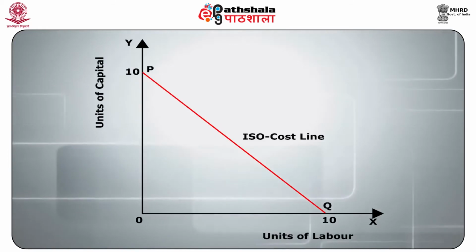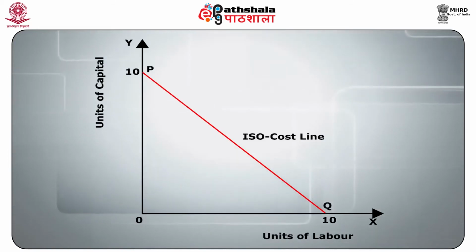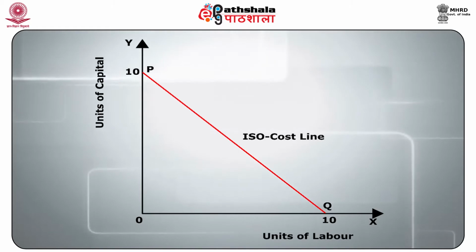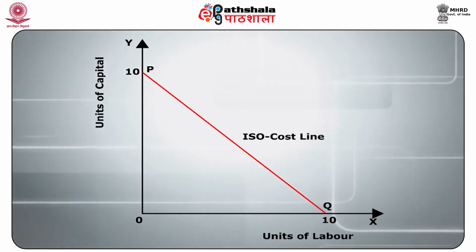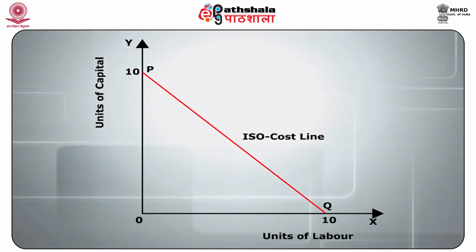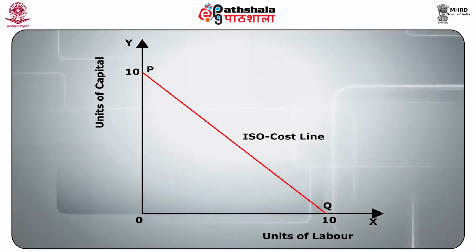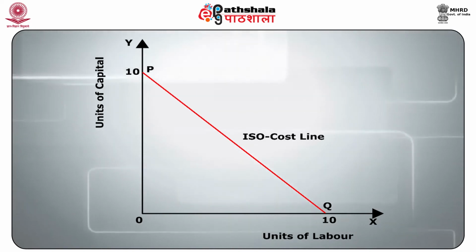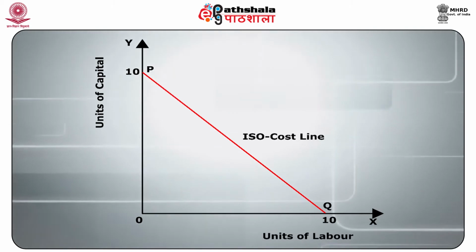Moving on to the iso-cost line. An iso-cost line shows various combinations of the two factors, that is capital and labor, that a firm can employ with a given amount of money for given prices of the factors. Suppose a firm has rupees 400 to spend on two factors, say labor L and capital K. The price of labor is rupees 20 per unit and that of capital is rupees 40 per unit.